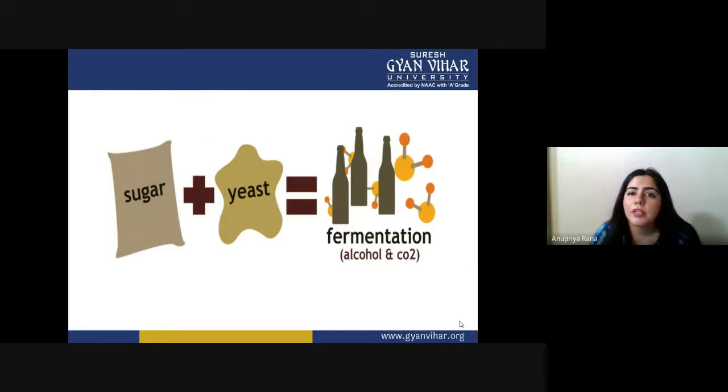You can see that the combination of sugar and yeast collectively forms the fermentation process, secreting alcohol and carbon dioxide as byproducts.